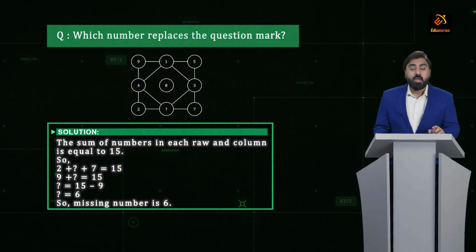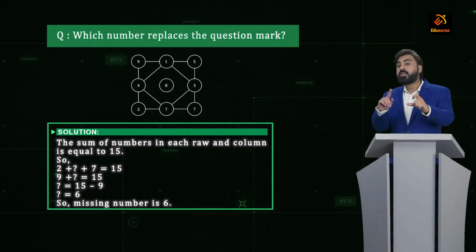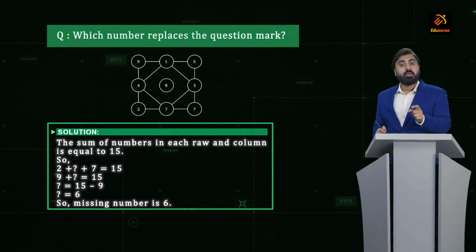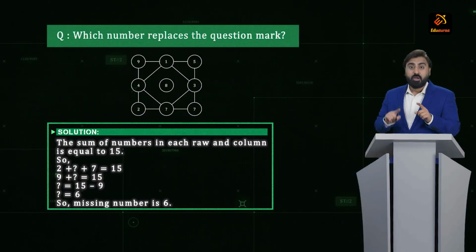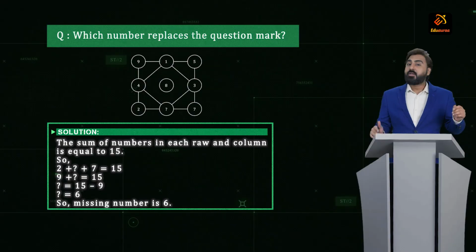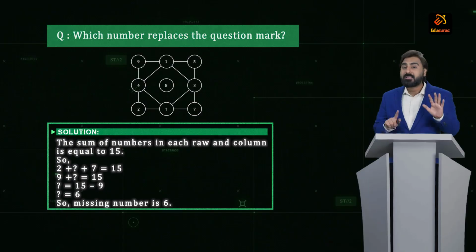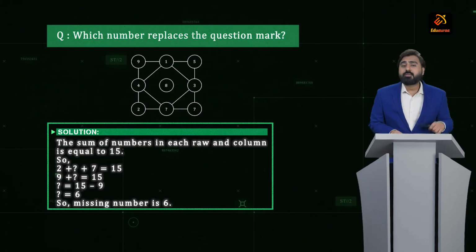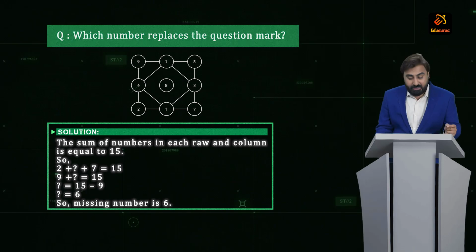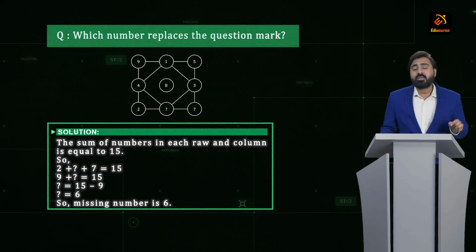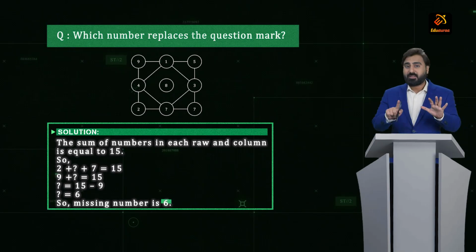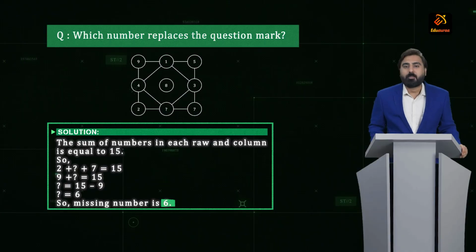It is 9. So 9 plus the missing number is equal to 15. That means the missing number will be 15 minus 9. What is 15 minus 9? Nothing but 6. So, what is the missing number? The missing number, that is the answer, is 6. End of your sum. So, students, I hope you're finding it easy.